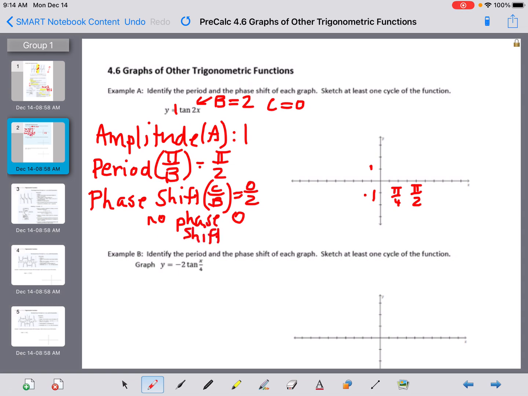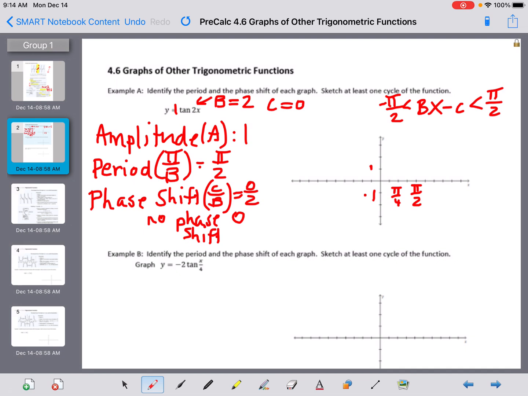Okay, to graph this, I want my asymptotes. Now, the normal would be at negative pi over 2 and pi over 2, but because we've had a change in period, we know that there's a slight change. So the best way to do this is remember to take your bx minus c and put it between pi over 2 and negative pi over 2. Remember, it doesn't equal it because those are asymptotes, so we don't have the equal sign, but we just go from there.